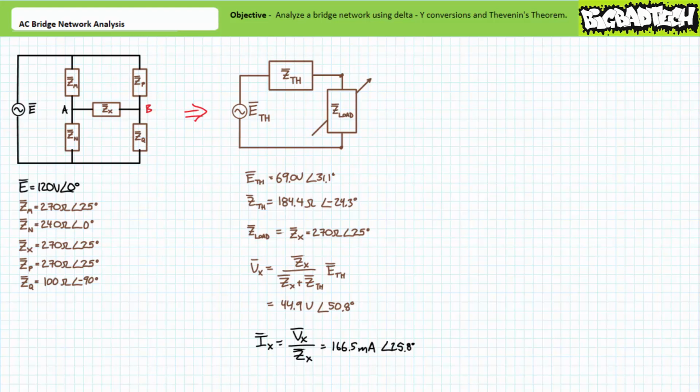This being said, note we had to do an intense series parallel circuit analysis using the delta to Y conversion, and this is only valid for one condition, notably when Zx was 270 ohms at an angle of 25 degrees. The Thevenin's theorem, in contrast, necessitated only two steps, solving for the Thevenin's equivalent impedance and solving for the Thevenin's equivalent voltage. Then it's just the application of simple series circuit properties.